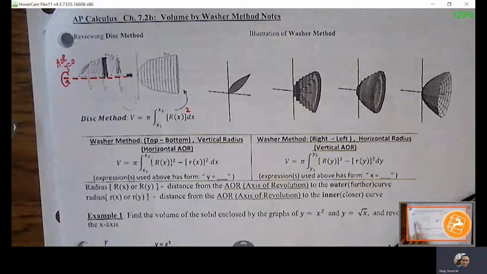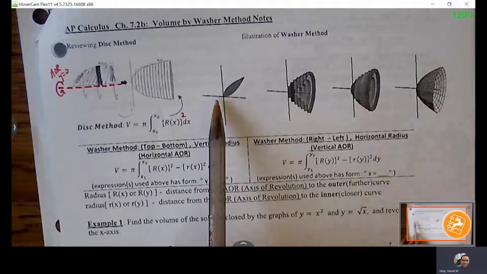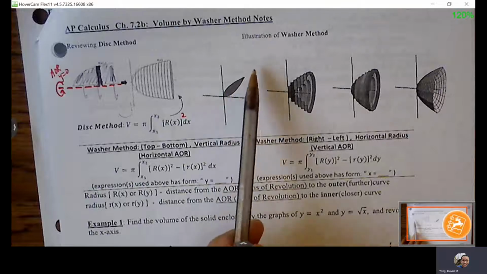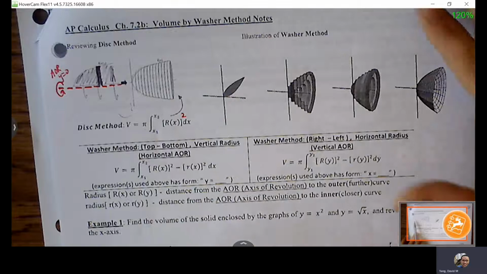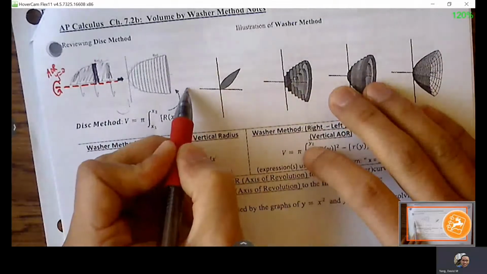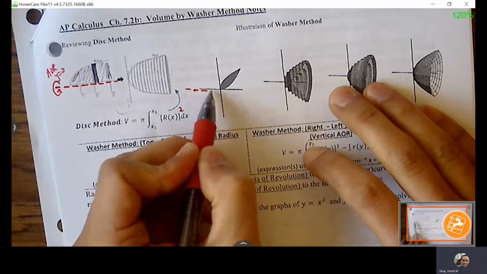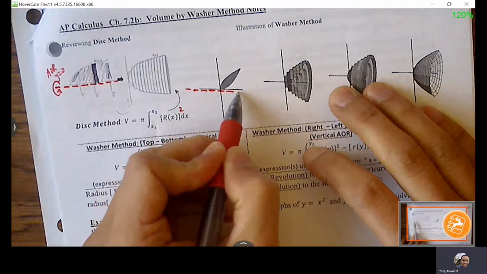We explored this method, top minus bottom. We explored it, right minus left. So now I want us to look at, what about this diagram here? Okay. So we have a kind of leaf-shaped figure that's pointing at a 45-degree angle here. Okay, we're still going to do rotation. We're going to rotate around the x-axis.